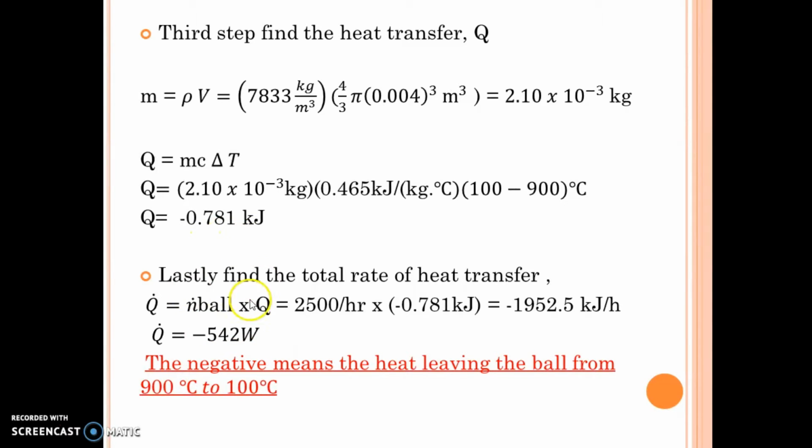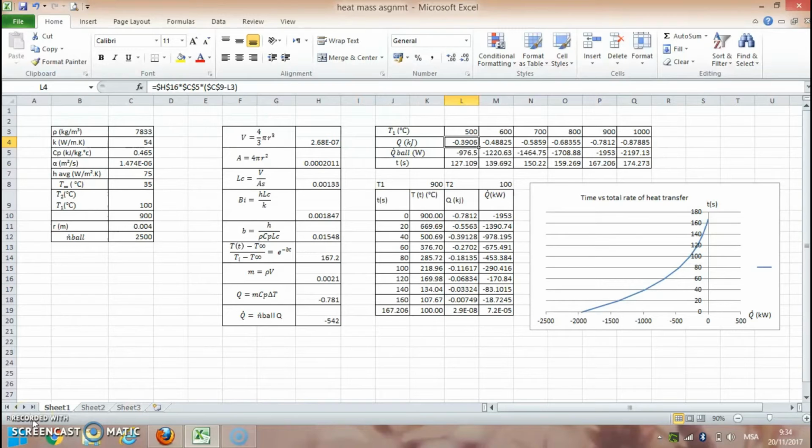For your information, the negative sign here means that the heat is leaving the ball from 900 degrees Celsius to 100 degrees Celsius. So that's all from us. Thank you. Okay, this is the second part of the question.